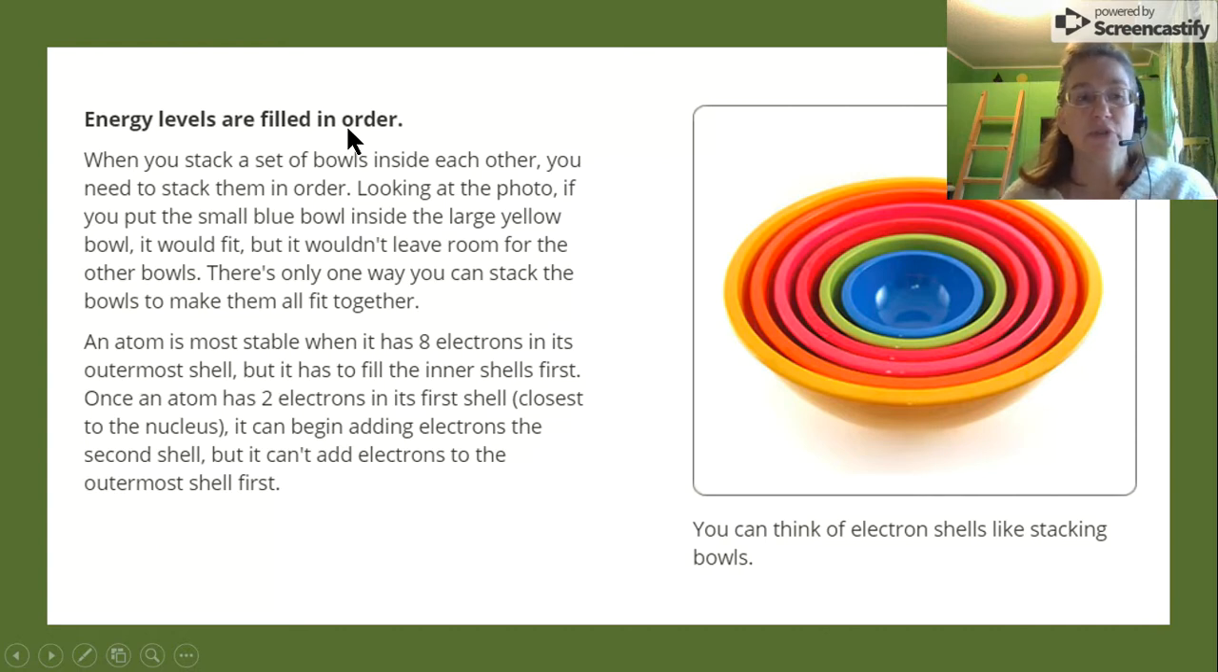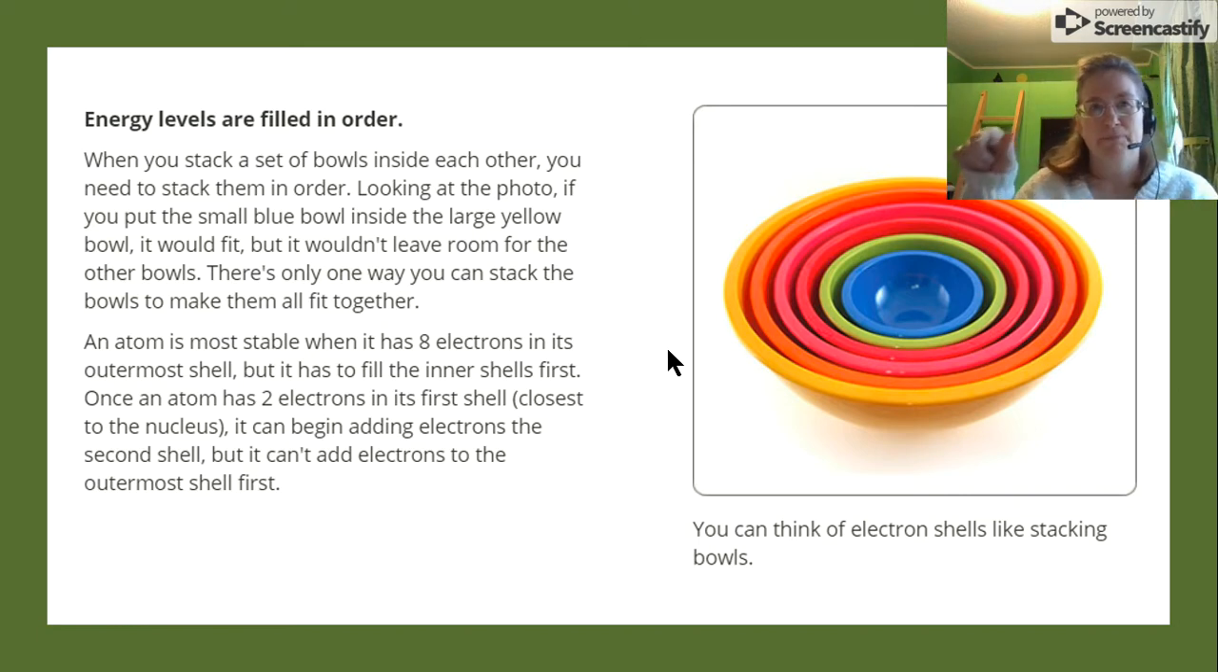An important thing to remember, though, when we're talking about these energy levels, is that as electrons are added to an atom, they always are added in order. The lesson had a really good example of these bowls that are fitting inside each other. Yes, I could put the blue bowl inside this yellow bowl, but I have to do it in order to get them all to fit. And that's the same way with electrons. They start in the inner one, fill it, then they go to the next one and fill it, then they go to the next one and fill it. They don't do one here, one here, one here, one here. Okay? So that's important to remember.